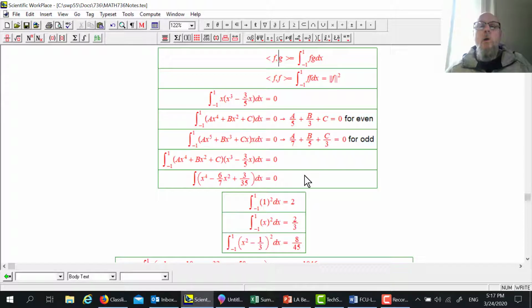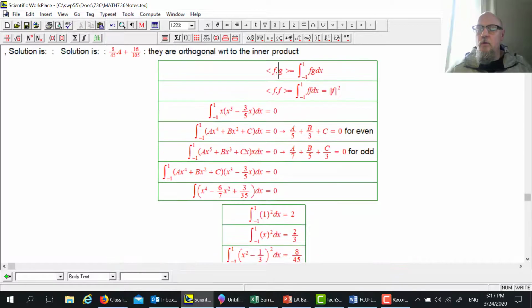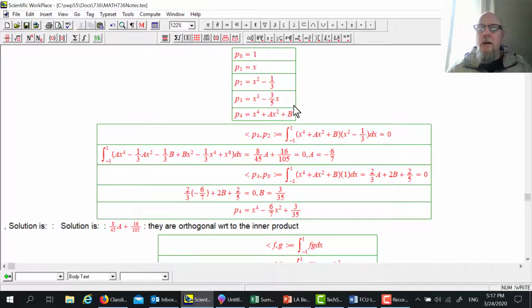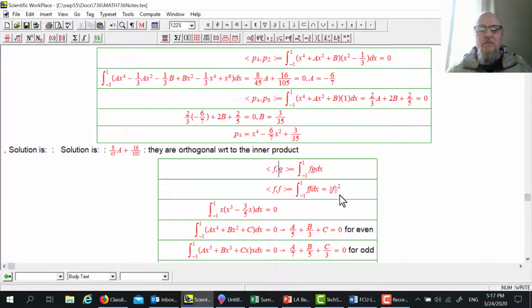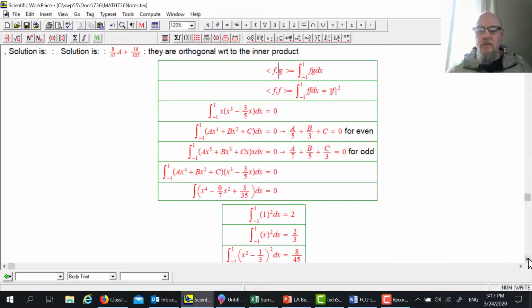So now, if we want to make these unit polynomials, so these polynomials I have listed here are Legendre polynomials, but they're mutually orthogonal. They're all perpendicular to each other, but they're not 1 unit long. To make them 1 unit long, we could scale them, but instead I just figure out the magnitude of each one of these pieces.